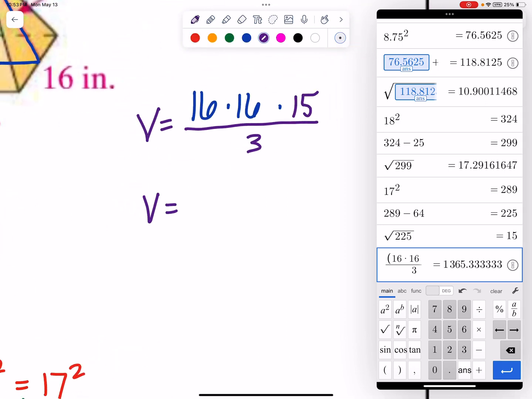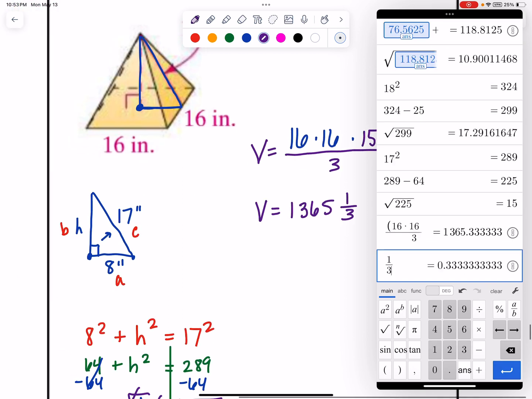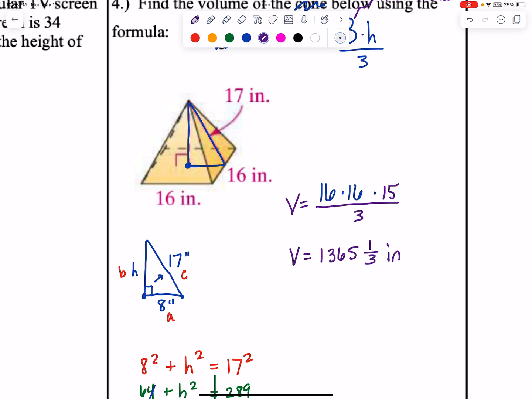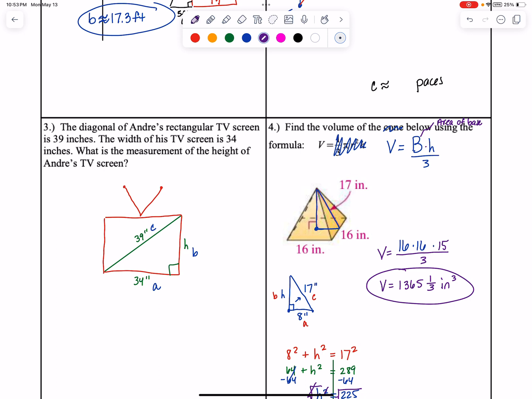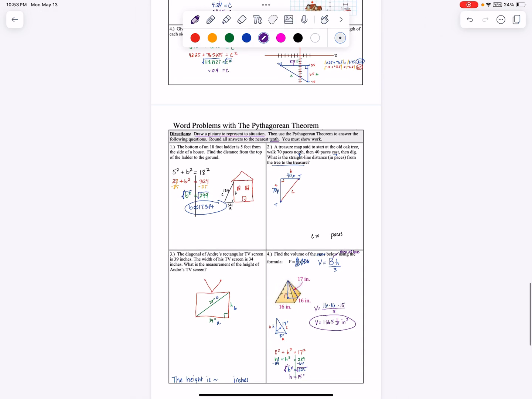The volume, rounded to the nearest tenth, is 1,365.3. We actually know that's 1/3, so we might as well just put 1/3, because I'm pretty sure 1/3 is 0.3. Yep, it is. So we might as well use that since we know the fraction for that. And that is inches, and it's volume, so cubed. And there you go, there's our volume of this figure. All right, that is it. Go ahead and finish 2 and 3 on your own, and let me know if you have any questions.